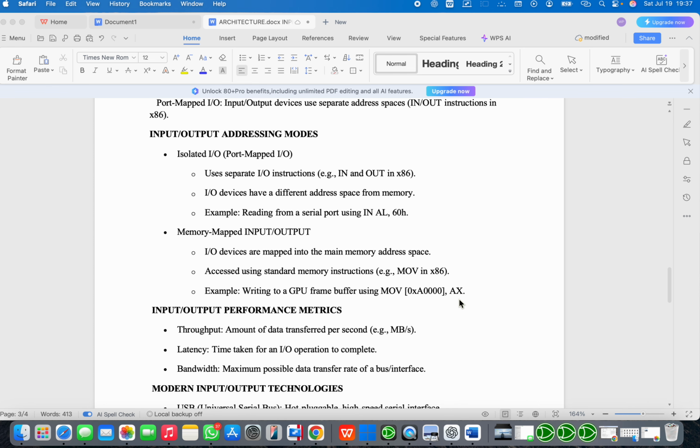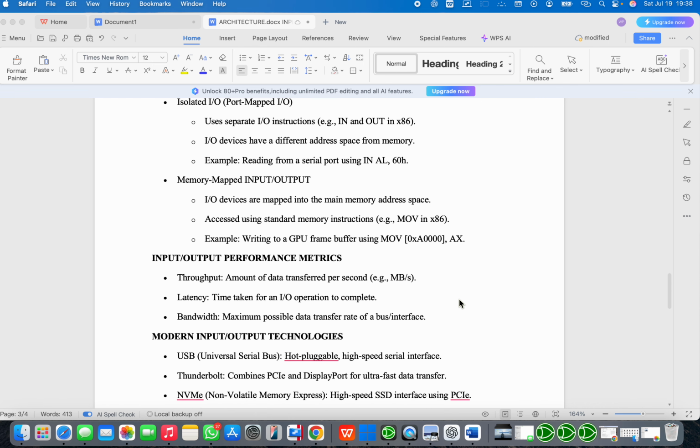So we have the input and output addressing modes. First, isolated I/O, or port mapped. This uses separate input and output instructions. Example, IN and OUT in the x86-bit system. Input and output devices have a different address space from memory. Example, reading from a serial port using IN. Second, memory mapped input or output. I/O devices are mapped into the main memory address space, accessed using standard memory instructions. Example, writing to a GPU frame buffer using MOV.